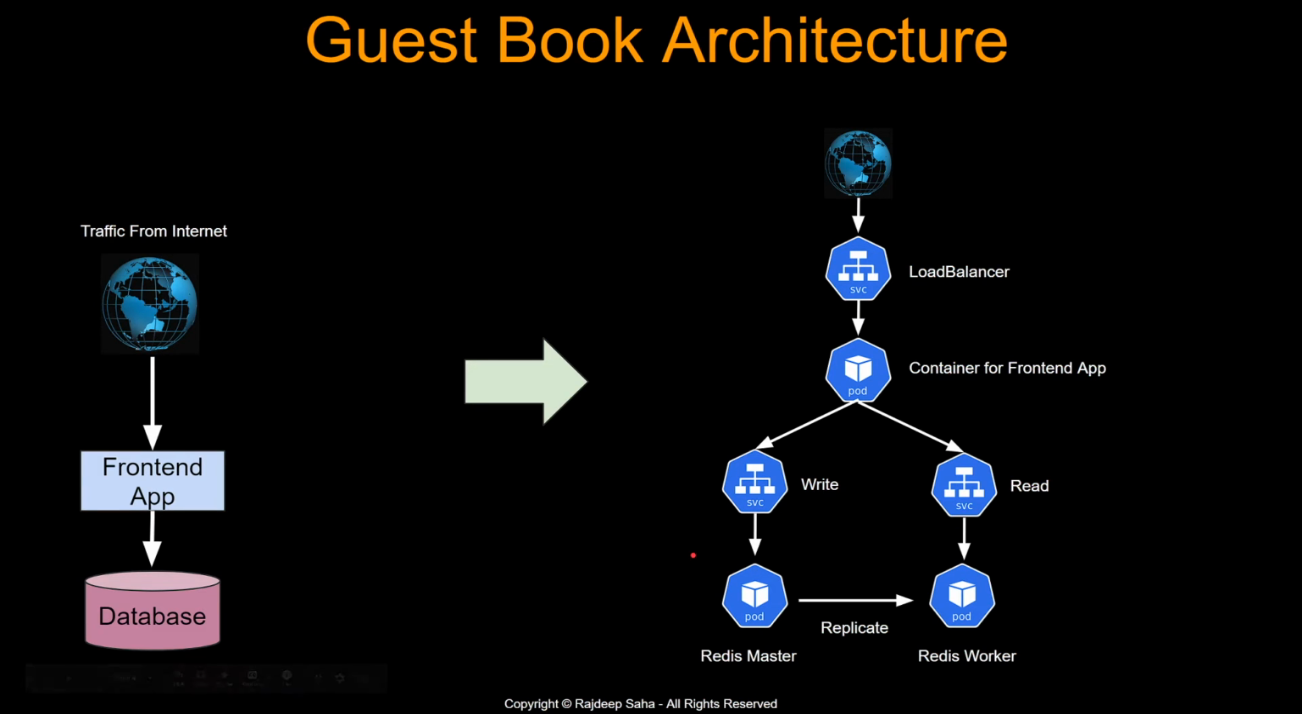All the writes get directed to the Redis master, and we also have a Redis worker or Redis slave, and all the data gets replicated from the Redis master to the Redis worker. Any read traffic that comes is redirected to the read service, and then goes to the Redis worker pods, reads the data and sends it back. All right, with that in mind, let's take a look at the code.